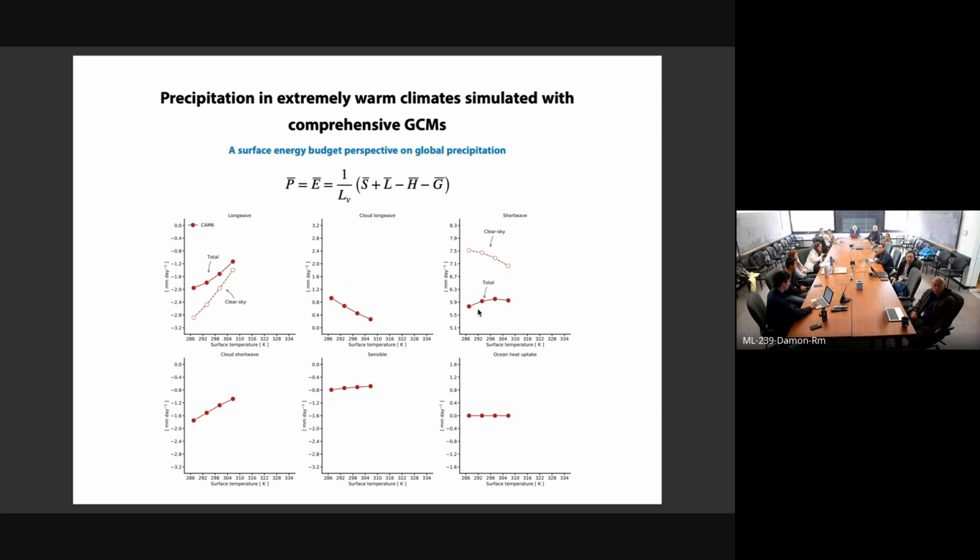The shortwave component is actually stuck around this maximum of about 5.9 millimeters per day. But if you were to just look at the clear sky, there's actually a decrease. What's going on there is basically your atmosphere is holding more water vapor, so it's absorbing more shortwave radiation that can't hit the surface. So there's actually a decrease in the surface net radiation. Sensible doesn't really decrease too much, and ocean heat uptake was 0 because these are slab ocean simulations.